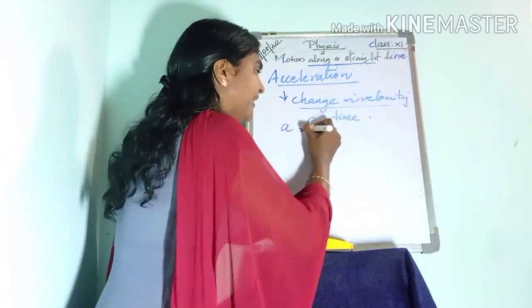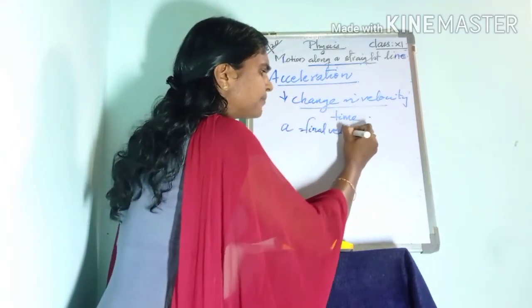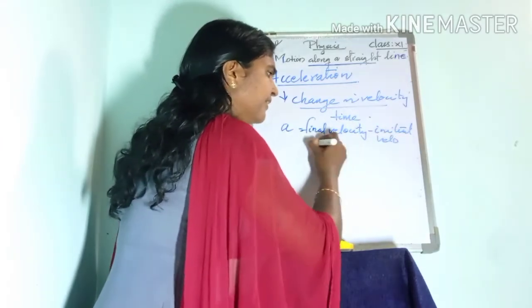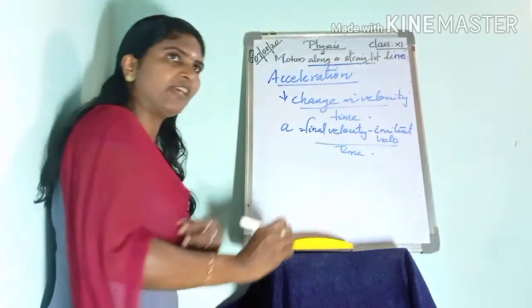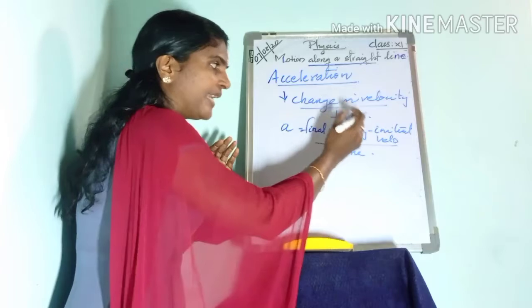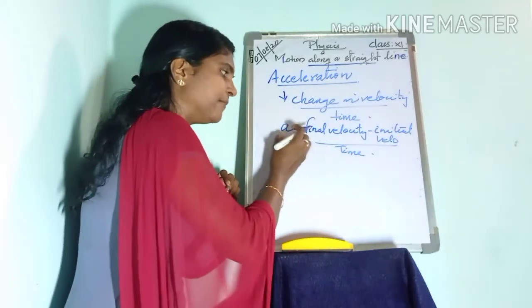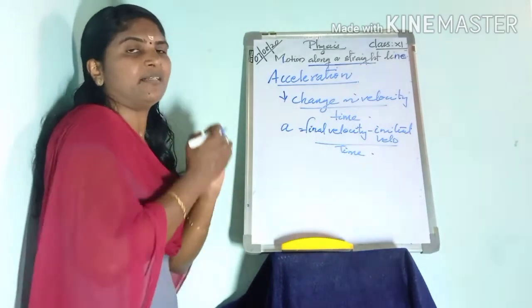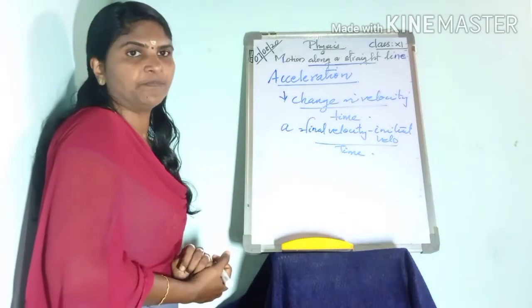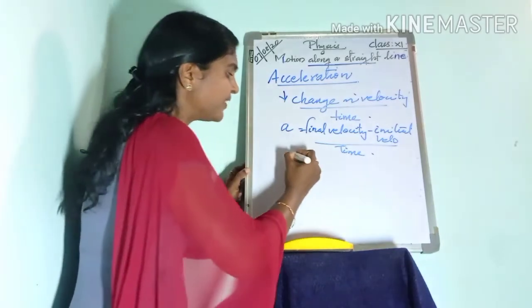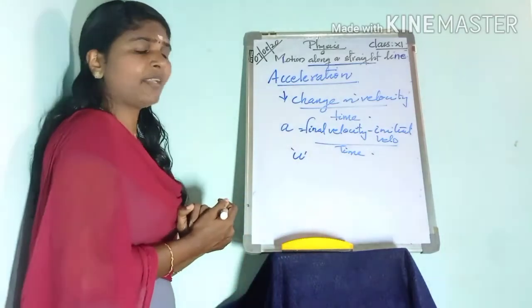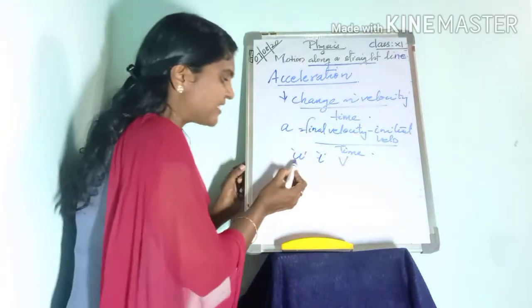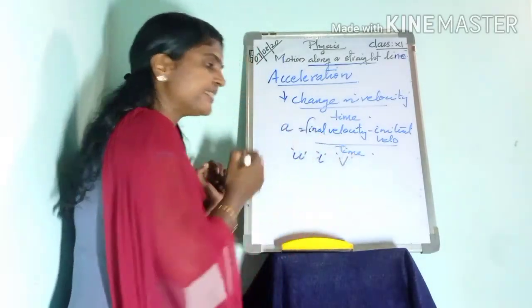What is change in velocity? It is final velocity minus initial velocity, divided by time. Change in velocity means final velocity minus initial velocity, and that divided by time gives acceleration. Acceleration is the change in velocity per unit time. Suppose an object moves with an initial velocity of u; then after a time t, its velocity changes to v. So the initial velocity is u and the final velocity is v.